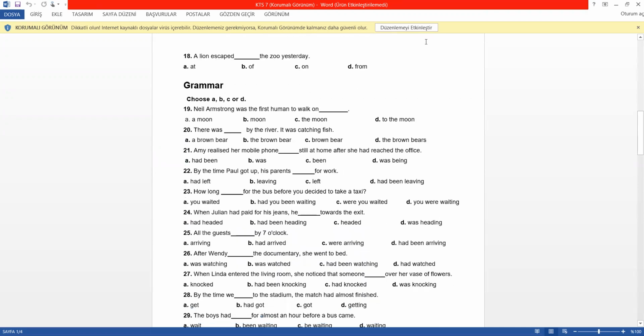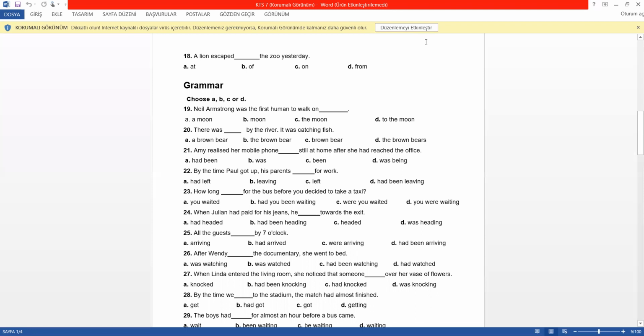In the grammar part, let's look at the suitable answers. For question number 19, we choose option C here, because for the things that are the only one in our world, we use the definite article. For example, the moon, the earth, the sun. That's why we choose option C here.